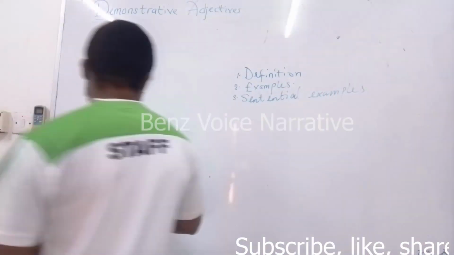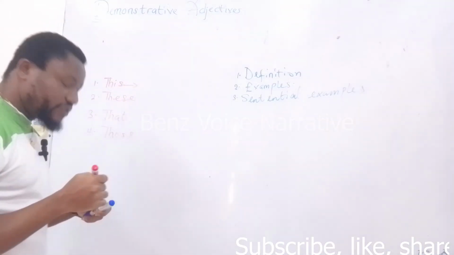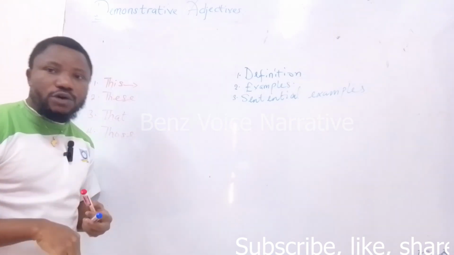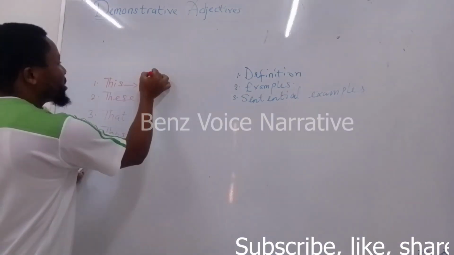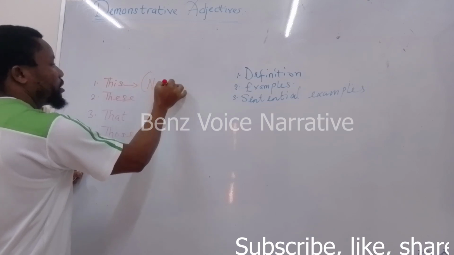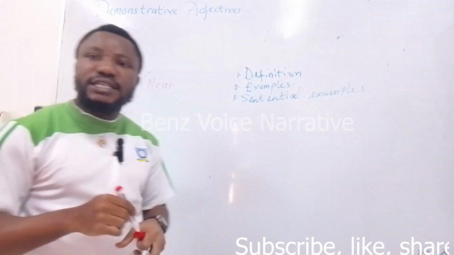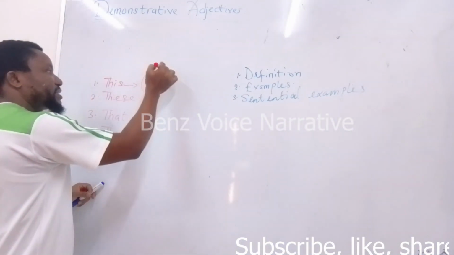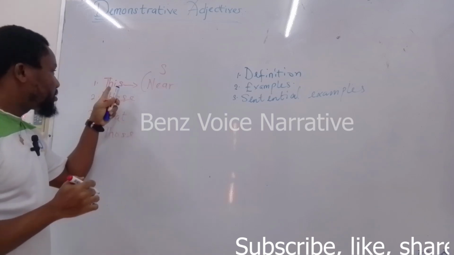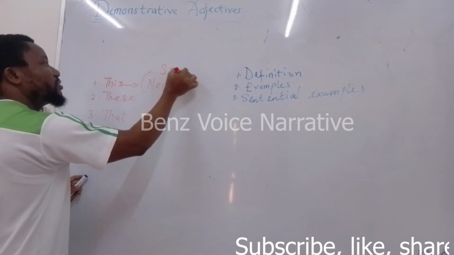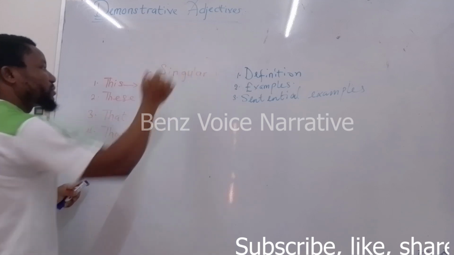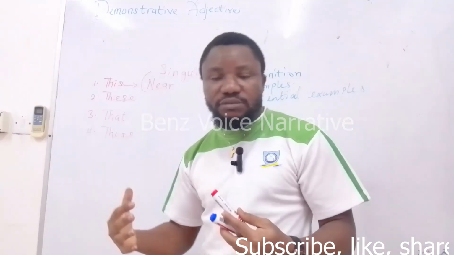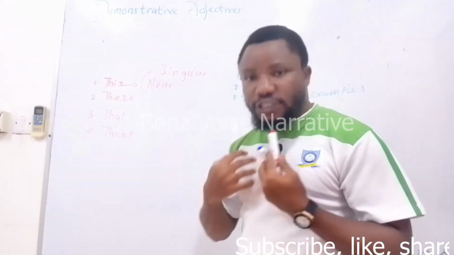Now, what does this mean? This is a demonstrative adjective that points at an object, at a noun that is very close, that is near to the speaker, near to the person who is speaking. And besides that, this is singular. This is a singular demonstrative adjective. It's singular and it means near. So it talks about nouns, objects that are within proximity to the speaker.